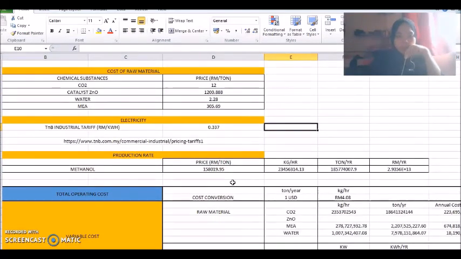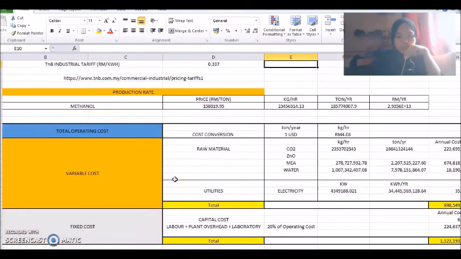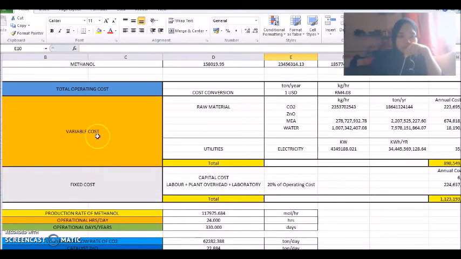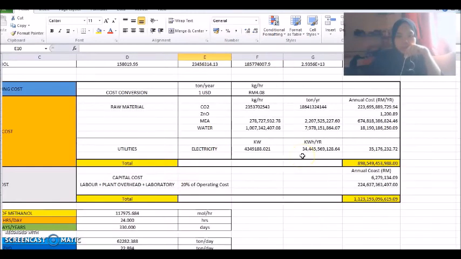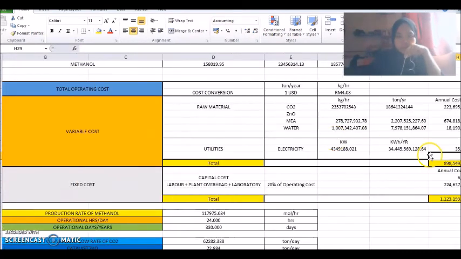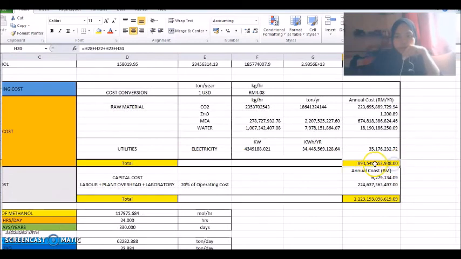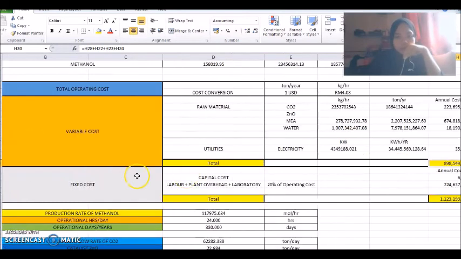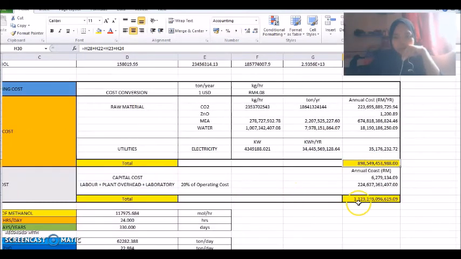Okay, next, this is our operating cost part. The operating cost consists of two parts, which are variable cost and fixed cost. Variable costs amount towards raw material and utilities, and the total for the variable cost is around 898 trillion, and for the fixed cost around 193,096,619 ringgit Malaysia.